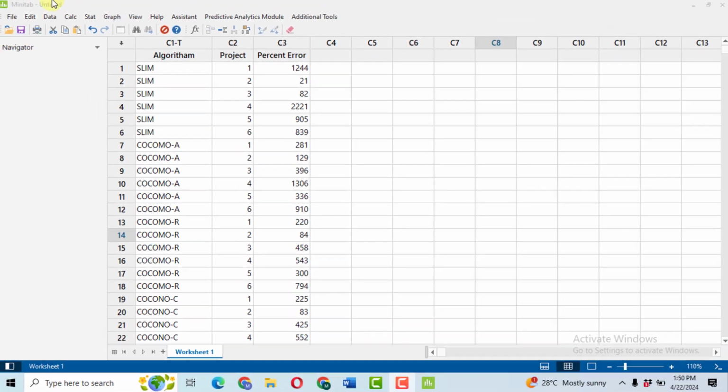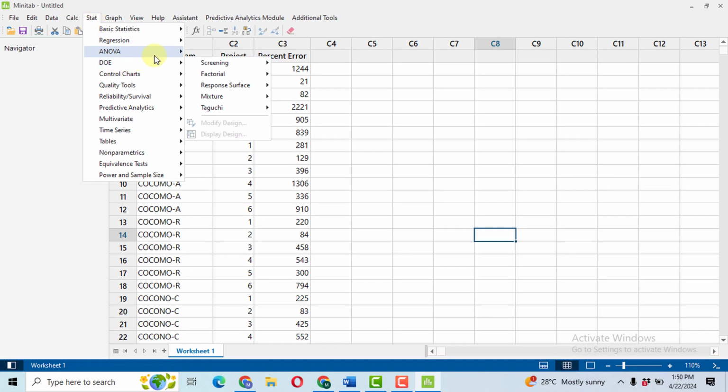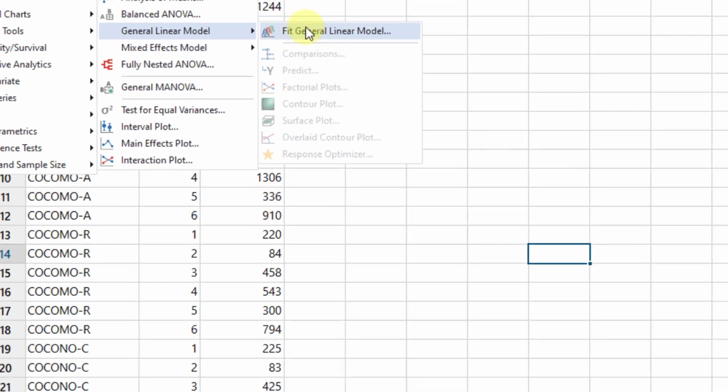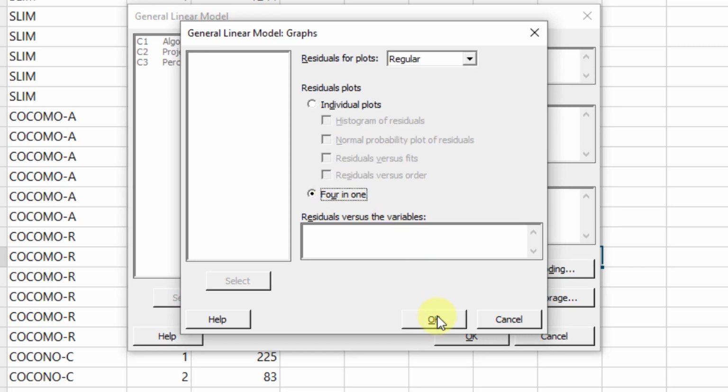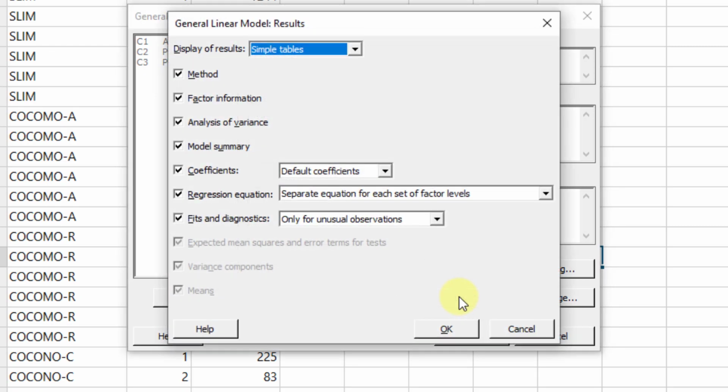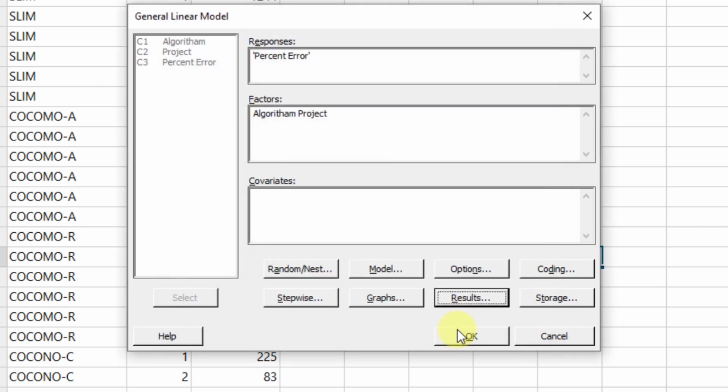For this purpose, go to Stat, then ANOVA, General Linear Model, Fit General Linear Model. In some software, it is written GLM instead of general linear model. Select the response, percent error. My factors are algorithm and project. Click on Graphs, select 4-in-1, click OK, then click on Results. In the results, select the expanded table, because it will give us the percentage contribution of each factor on the response variable. Then click OK.